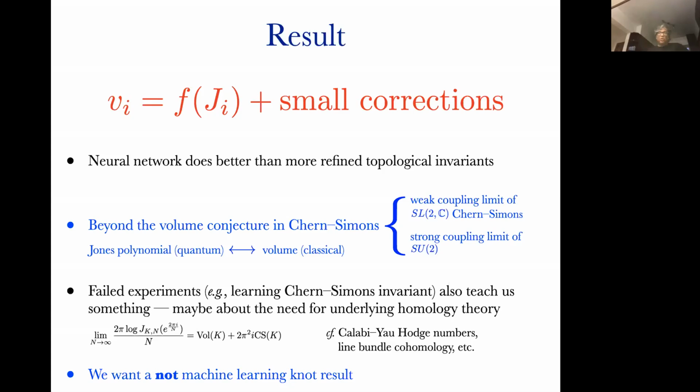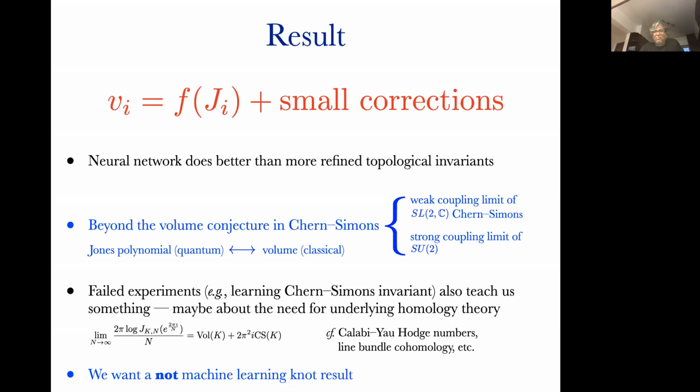Okay, so in some sense, the volume is a classical object. The Jones polynomial is a quantum object. So it's interesting that a quantum object is predicting something classical. It would be interesting to understand this from a fundamental perspective of Chern-Simons theory, to understand why this happens.